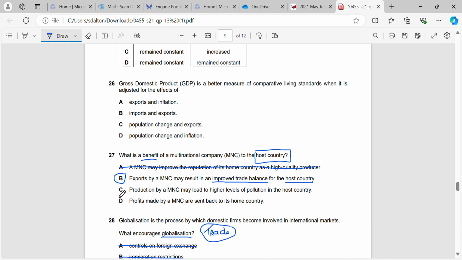Production by an MNC may lead to higher levels of pollution in the host country. Again, that's true, but it's not a benefit, it's a disadvantage. And profits made by an MNC are sent back to its home country. Again, that's true, but it's not a benefit, it's a disadvantage for the host country and an advantage for the home country.